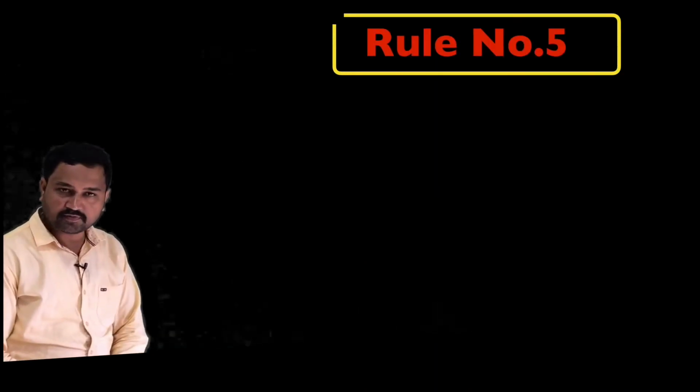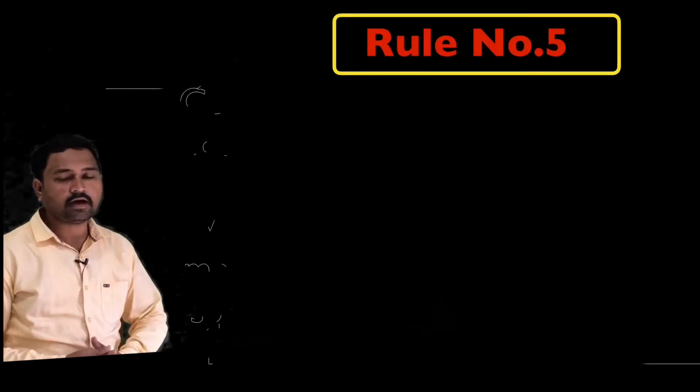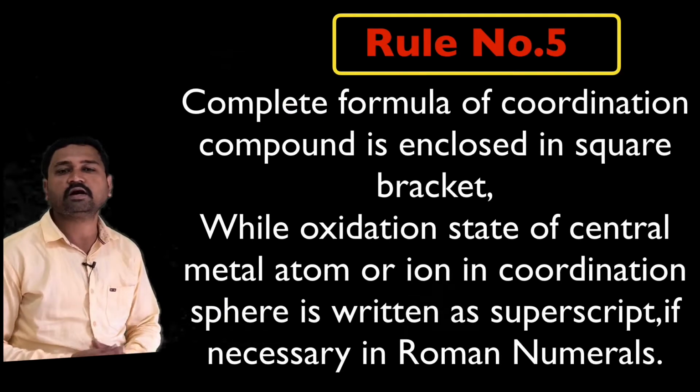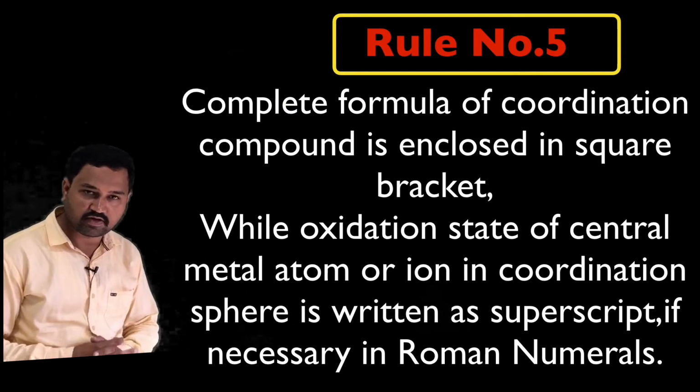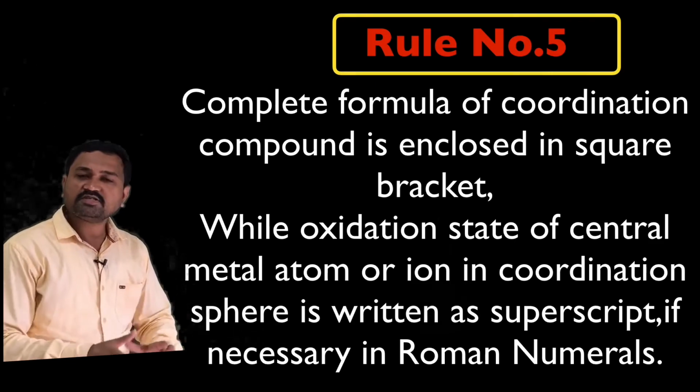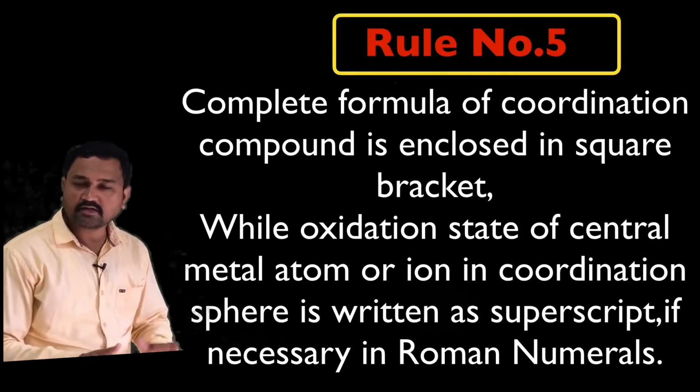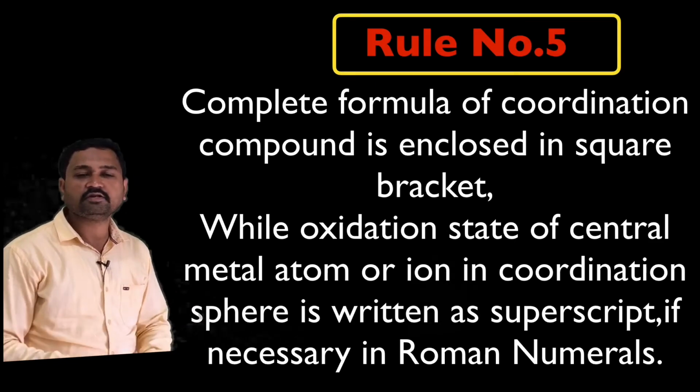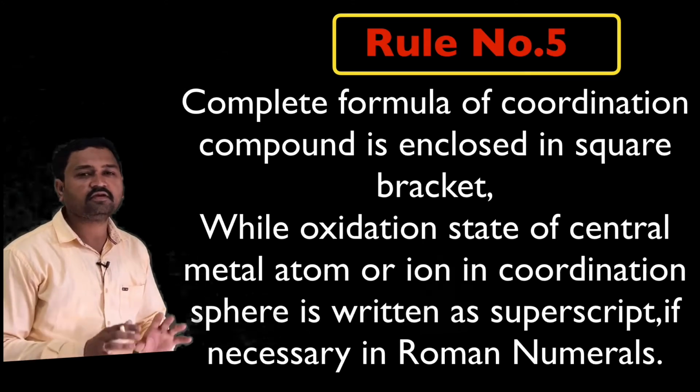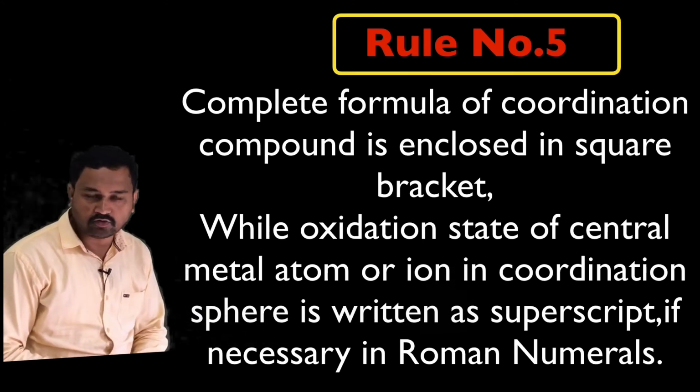Rule number 5. The complete formula of the coordination compounds are generally enclosed in the square bracket. The oxidation state of the central metal atom or ion is written as a superscript if necessary in a Roman numeral.